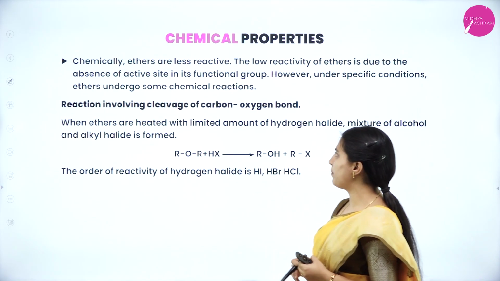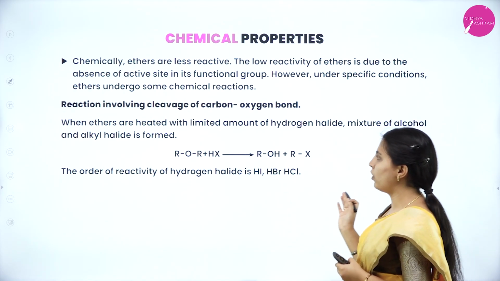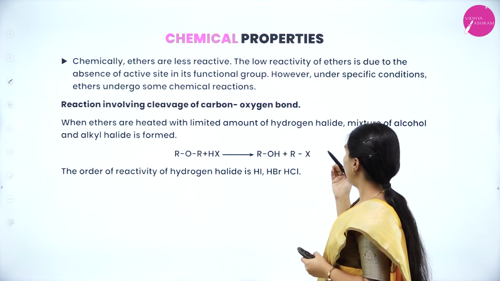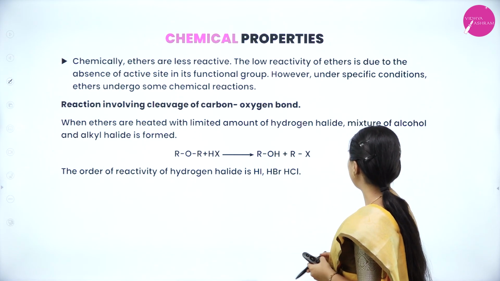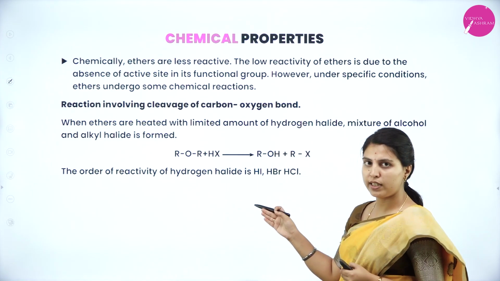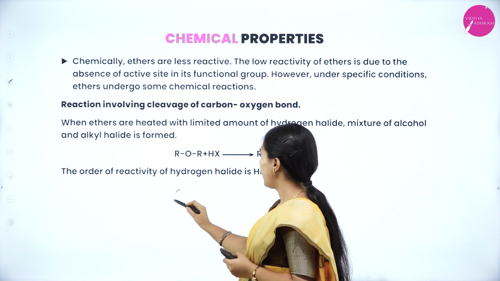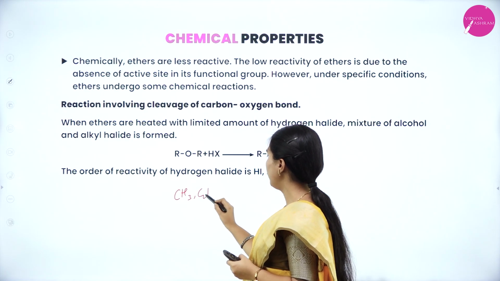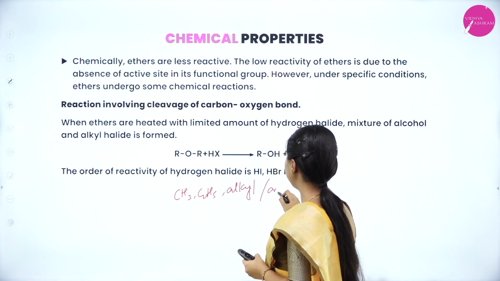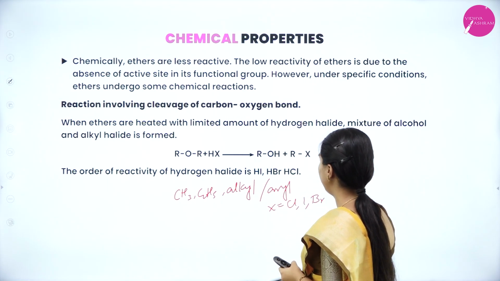Reactions involving cleavage of the carbon-oxygen bond. When ethers are heated with a limited amount of hydrogen halide, a mixture of alcohol and alkyl halide is formed. The order of reactivity of hydrogen halides is first HI, hydrogen iodide, then hydrogen bromide, then hydrogen chloride. Here R may be any alkyl, CH3, C2H5, or aryl. X is Cl, I, Br, like that.